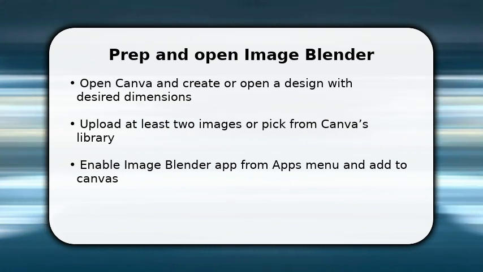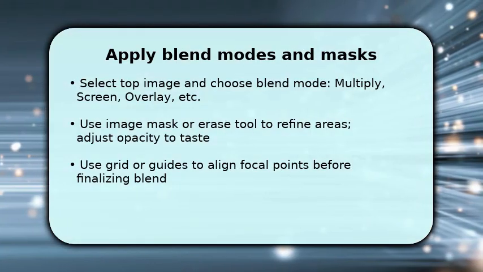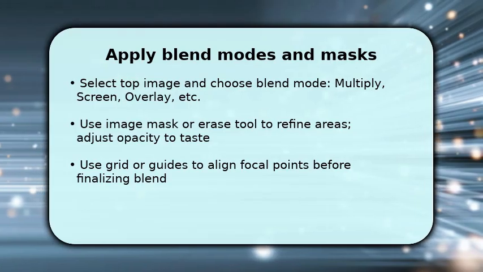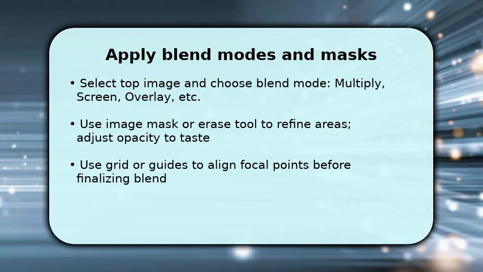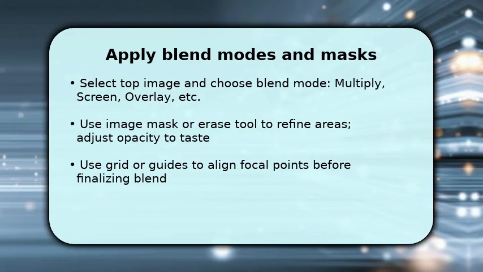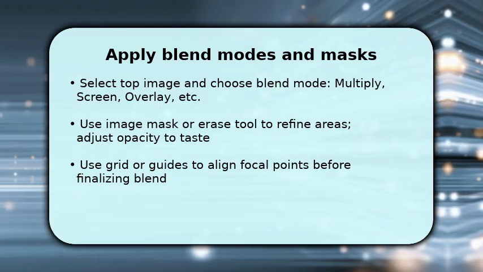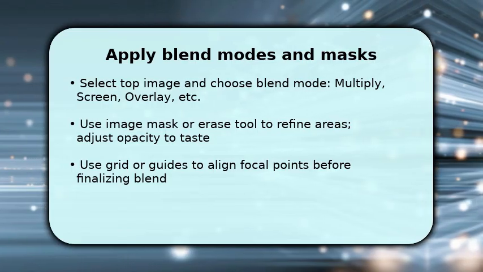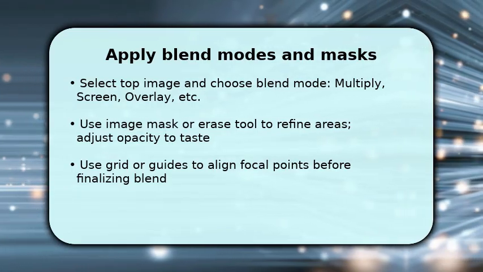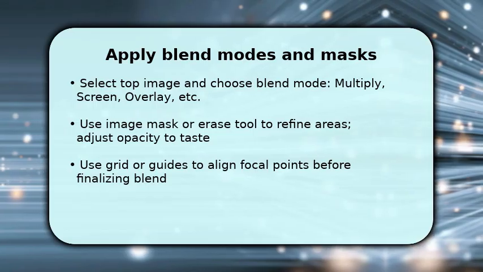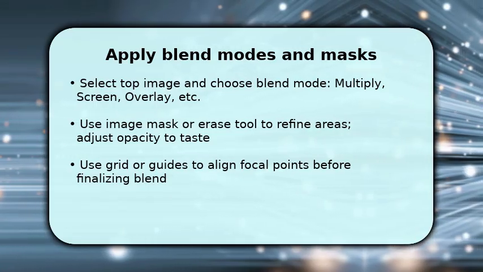You now control how the two images interact by selecting blend modes and masking areas you don't want blended. Start with a mode like Overlay to add contrast, then try Screen or Multiply to test light or dark effects. Once done, use the mask or erase brush to reveal or hide specific portions and tweak opacity to soften transitions.